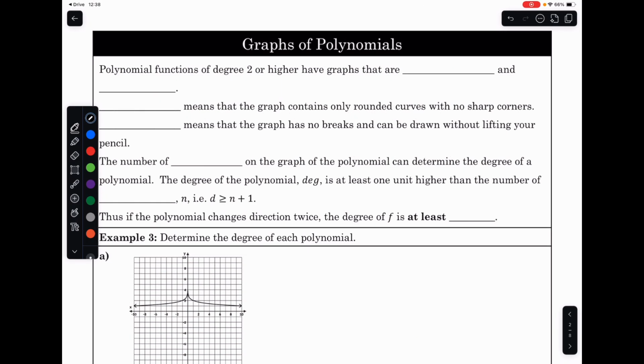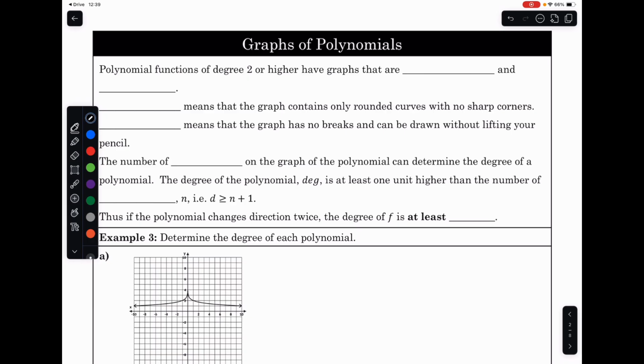Now let's change gears and talk about how to identify the degree of a polynomial when we're given a graph of that polynomial. Well, we first have to be able to recognize that we have the graph of a polynomial, because only polynomials can be classified by their degree. So let's discuss how we can tell if we're looking at the graph of a polynomial.